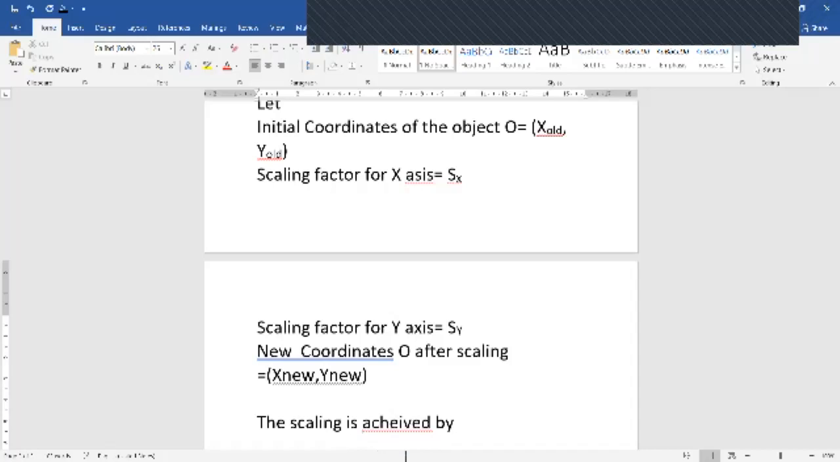The scaling, how we achieve it, let me write the formula. X new is equal to x old plus Sx. Let me make them subscripts so that it is easily understood. And this is the scaling factor for the x-axis, not for the y-axis.